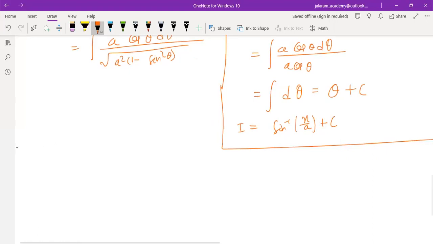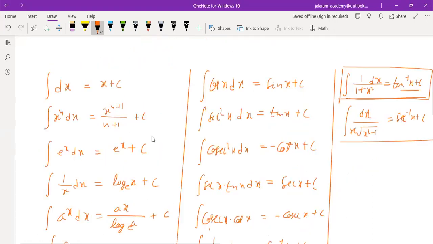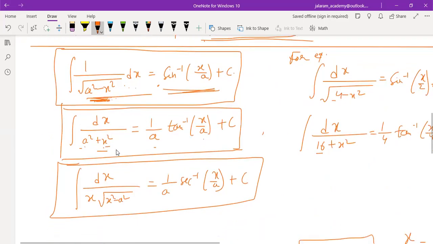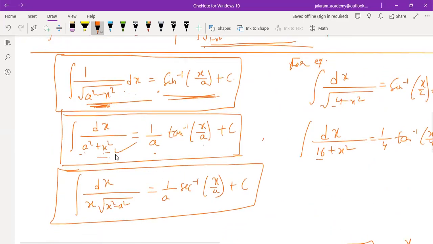Similarly, you can prove the other two also. For example, for dx upon a square plus x square, if you put x equals a tan theta, you can prove it. In this one, if you put x equals a sec theta, you can prove it.